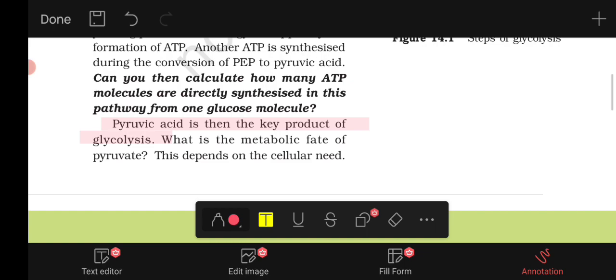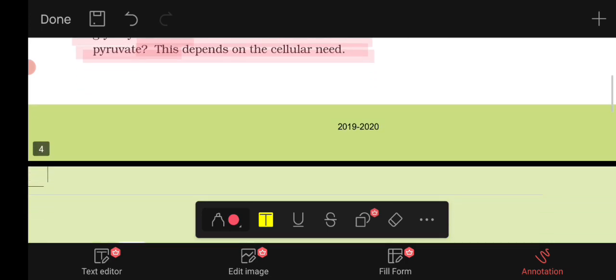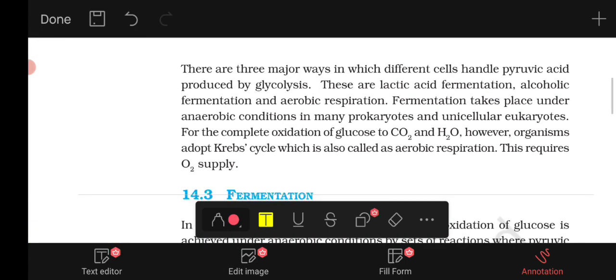What is the metabolic fate of pyruvate? This depends on the cellular needs, that is, whether the cell is aerobic or anaerobic. Here the pyruvate is transported into mitochondria if it is aerobic respiration. If it is anaerobic, then glycolysis is the last step that takes place, and then there is fermentation of pyruvic acid either to lactic acid or to ethanol in alcohol fermentation.